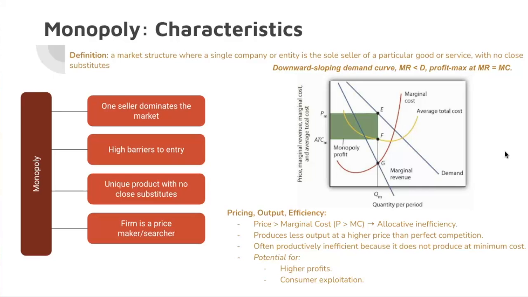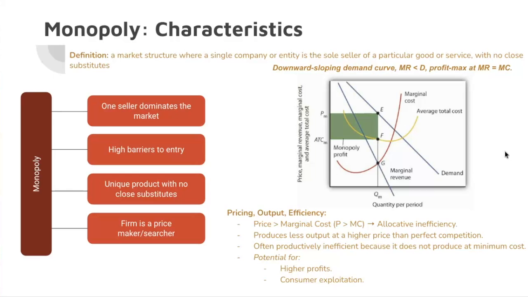Higher profit for the firm through customer exploitation, lower output, and higher prices compared to competitive markets. The price shows this clearly. The monopolist maximizes profit where marginal revenue equals marginal cost, but then charges a higher price on the demand curve, creating deadweight loss for society.